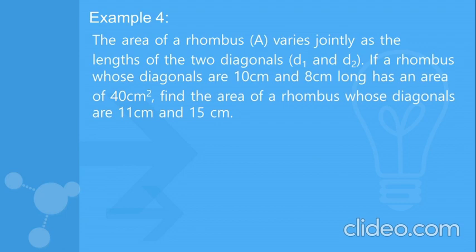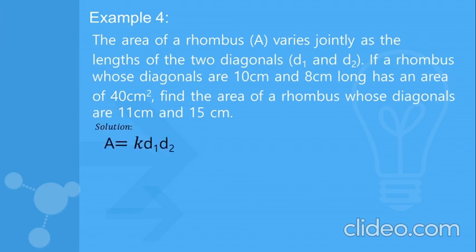Another example. The area of a rhombus varies jointly as the lengths of the two diagonals, and if a rhombus whose diagonals are 10 centimeters and 8 centimeters long has an area of 40 centimeters squared, find the area of a rhombus whose diagonals are 11 centimeters and 15 centimeters.